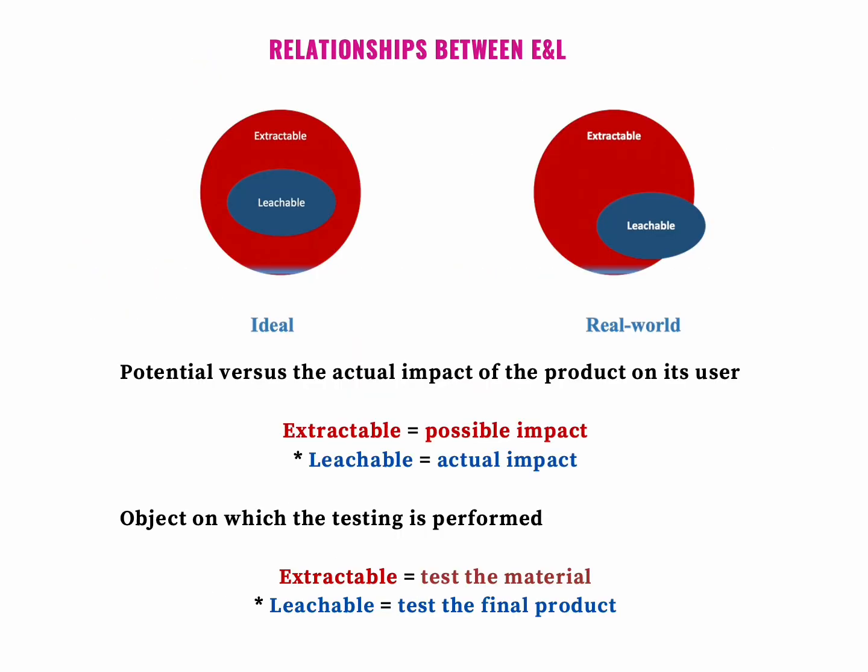This slide highlights the relationship between the extractables and the leachables. Extractables represent the theoretical universe of chemicals that may be released from a material. Leachables represent the subset that actually enters the drug product. Therefore, extractables define potential risk, while leachables define the actual patient exposure. This distinction is fundamental when designing the extractable and leachable programs and the toxicological assessment.